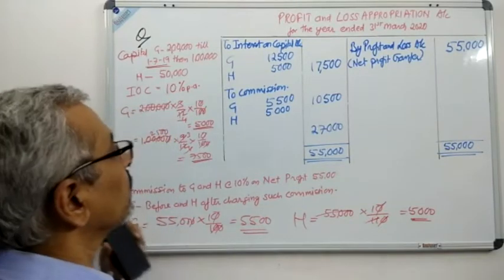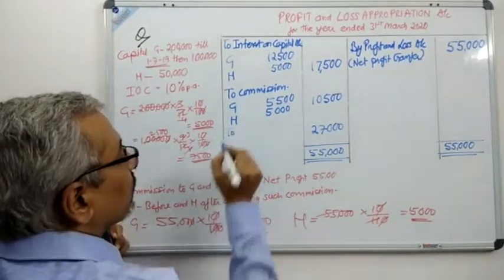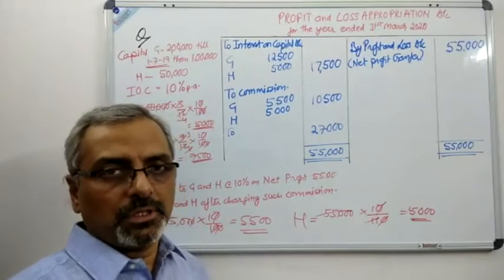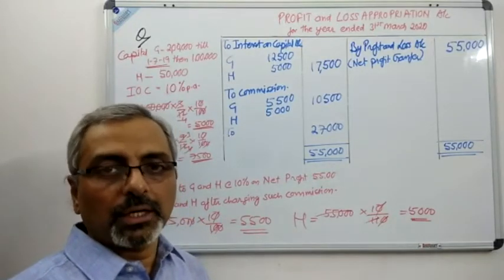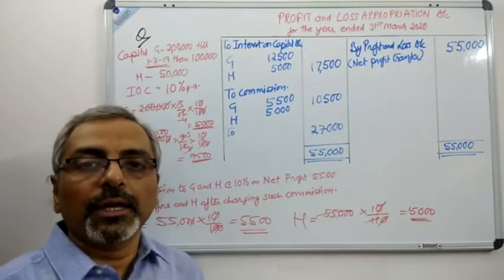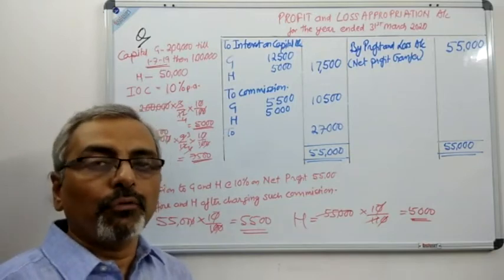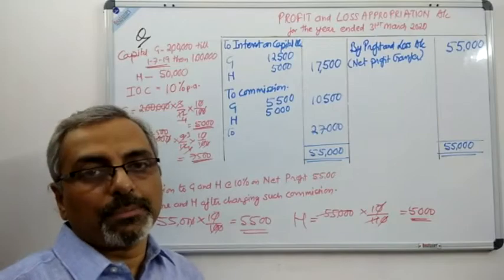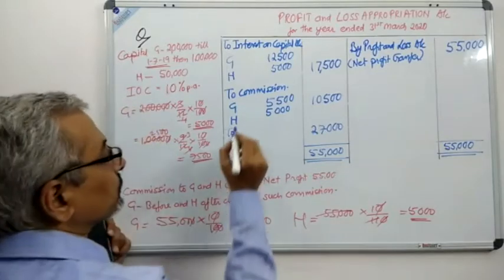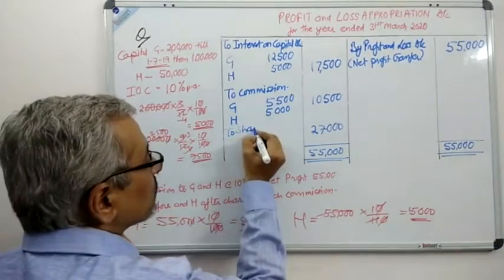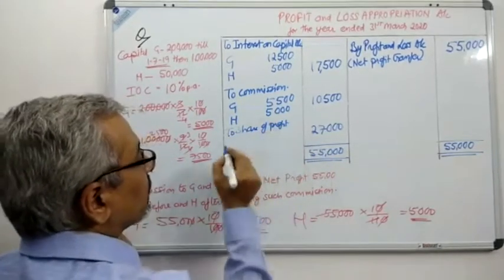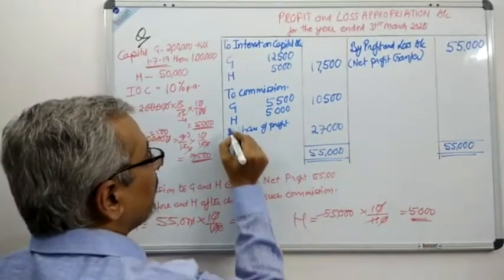Now let us see over here. We can write over here to profit transfer or to share of profit. It's absolutely up to you. Both are correct. Repeat again: we can write either profit transfer or to share of profit, both are absolutely correct. To share of profit or profit transfer, we have G and H.